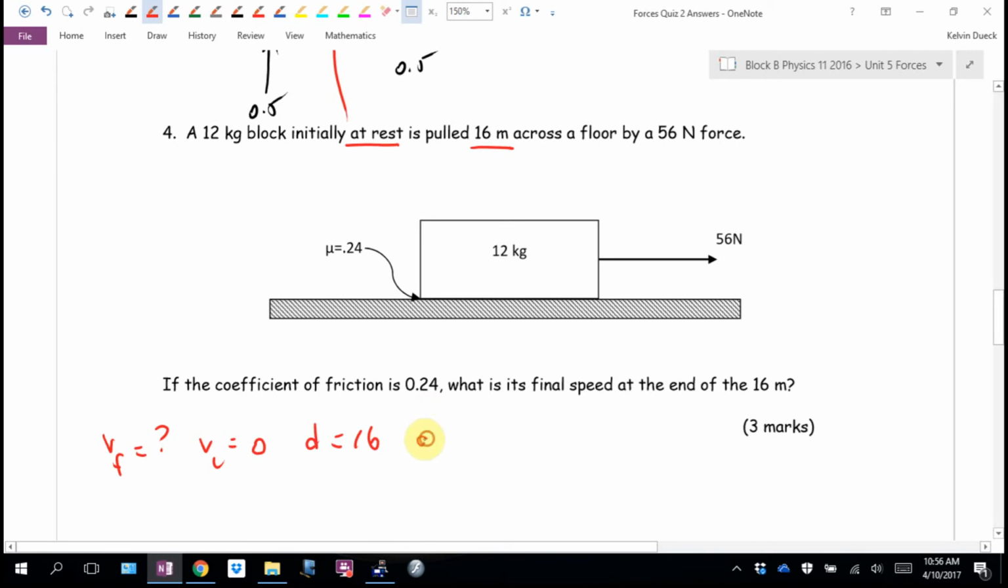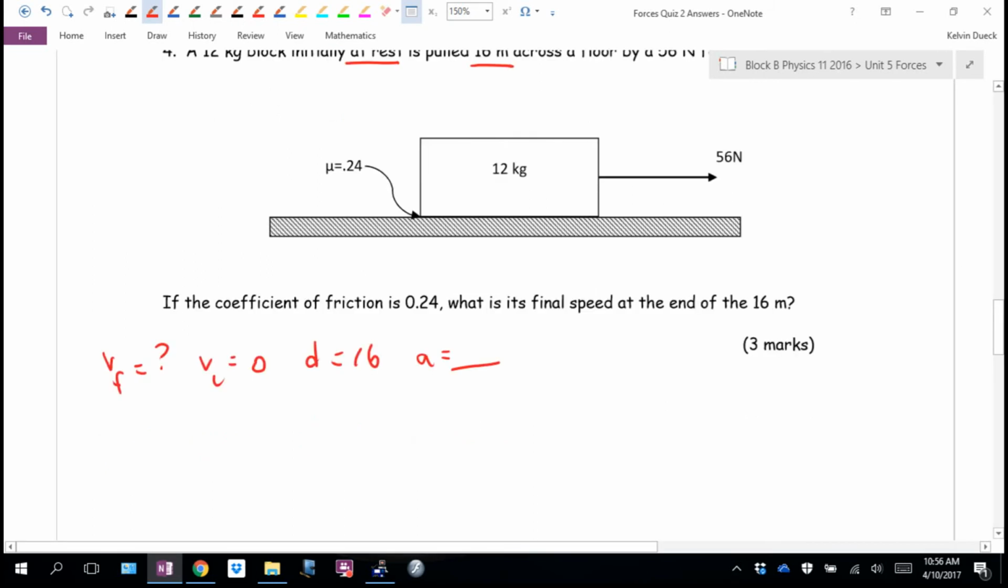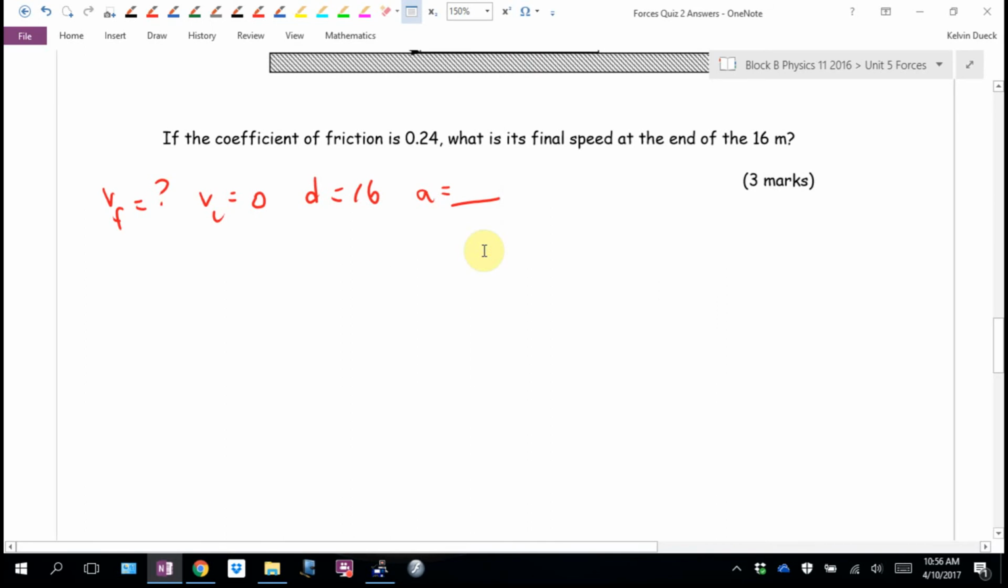I think I need this. Even though this question is asking me to find the final velocity, I think I'm going to end up spending most of my time finding the acceleration. I see 56 newtons and I see friction. Is there more than one force in this question? This is going to be a job for a free body diagram. You could do it right on here. I'm going to do it down here.